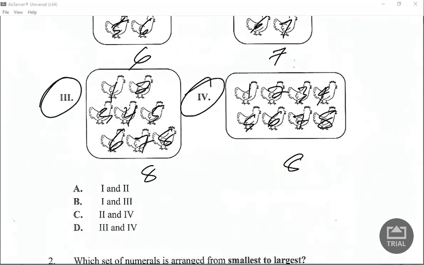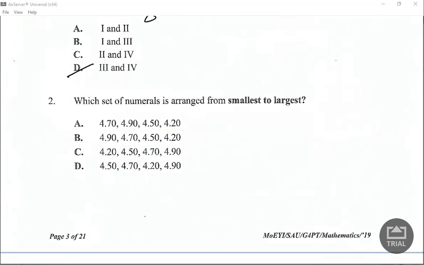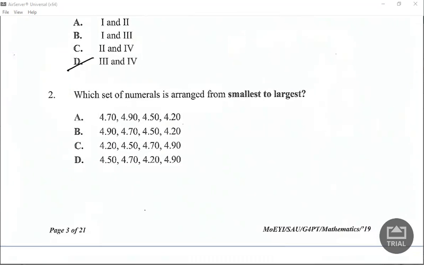Let's move on to 2. Which set of numerals is arranged from the smallest to the largest? Alright, so that's ascending order. 4.7, 4.9, that goes up, but then it goes down, so it can't be A. 4.9, no, goes down already. 4.2, 4.5, 4.7, and 4.9. That is C.